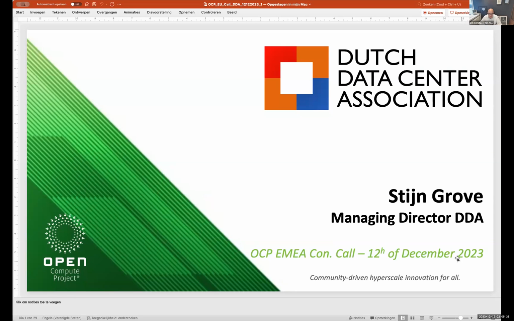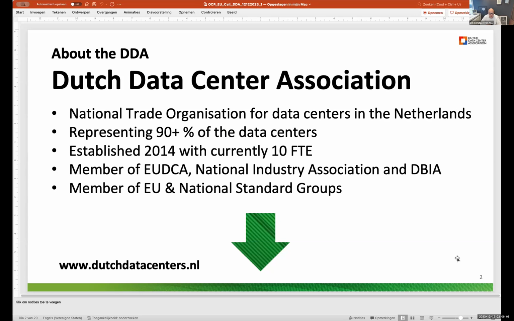We represent around 90% of all data center capacity in the Netherlands, around 41 operators, and around 110 companies in the ecosystem around it. We have been in service for 10 years. We have 10 people in our office, very much focusing on representing and promoting the industry. We were established in 2014. We're also aligned with the European Data Center Association, which is sort of the umbrella association in Europe. We are also working in Belgium with the BDAA and are very much involved in the European and national standard groups for the data center sector.